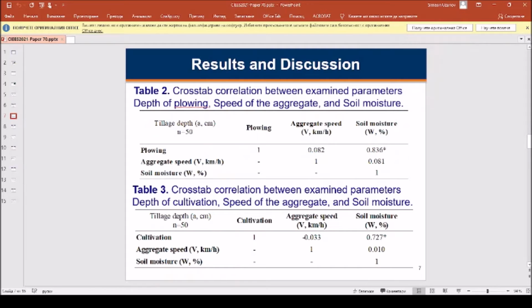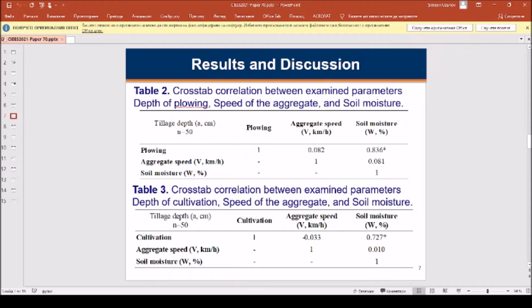The relation between the depth of plowing and speed of the aggregate is very weak. R is equal to 0.082. The relationship between the parameters depth of plowing and soil moisture, R equal to 0.836, is strong and positive, which is a prerequisite for the creation of different regression models and the analysis of the influence of soil moisture on the depth of plowing.